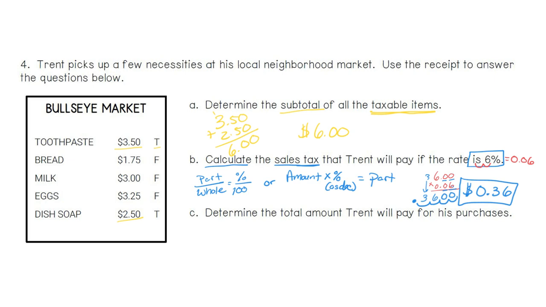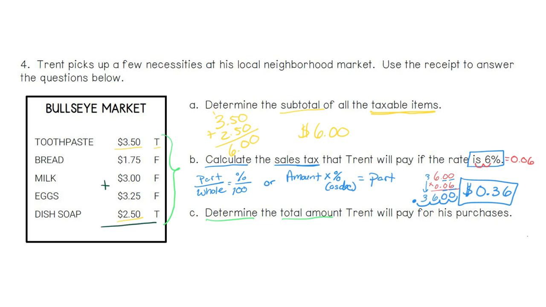Okay, now looking at question C. We need to determine the total amount that Trent will pay for his purchase, okay? Now remember, the total amount, so we're going to have to add up all of these items, and then a few of those items are taxable. So we've already figured out how much tax he's going to pay on his few taxable items right here. So we're going to add up his purchase, then add the taxable portion in to find his total amount. So we can even go ahead and just add up all those numbers right here and not even rewrite them.